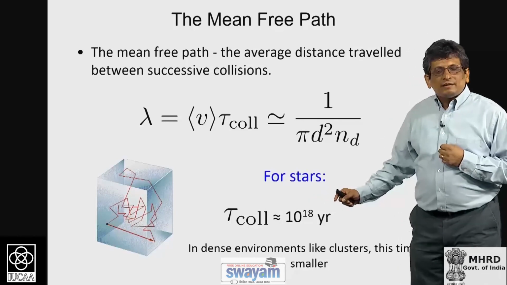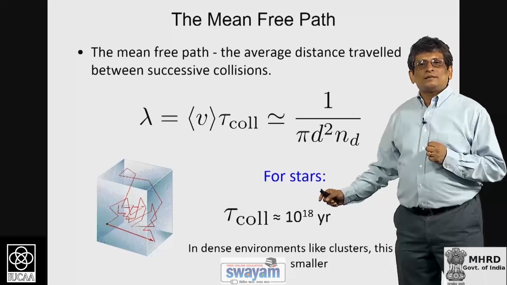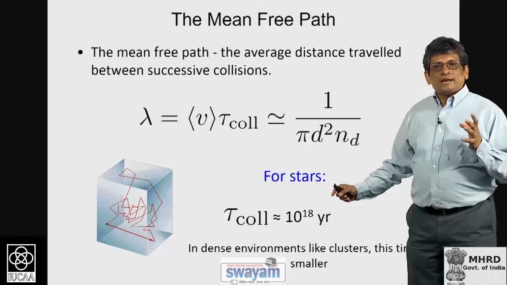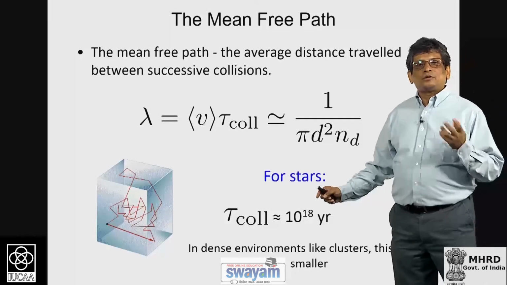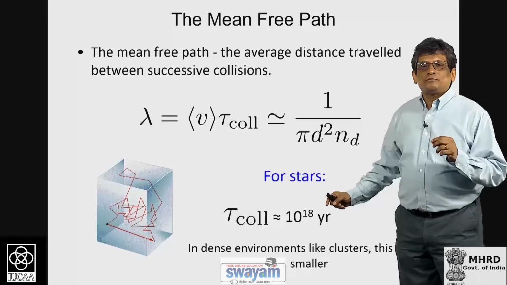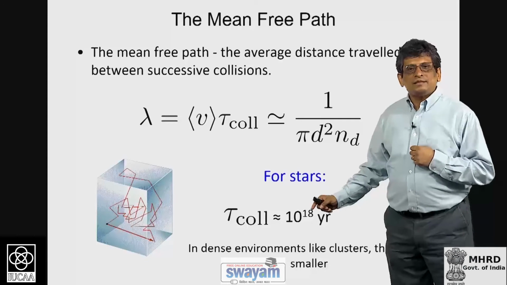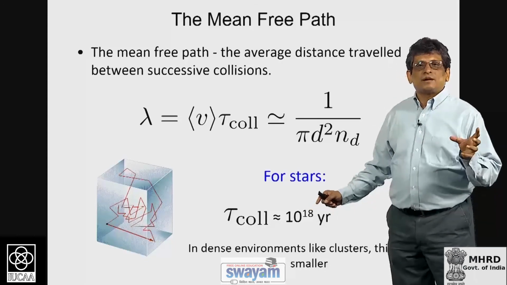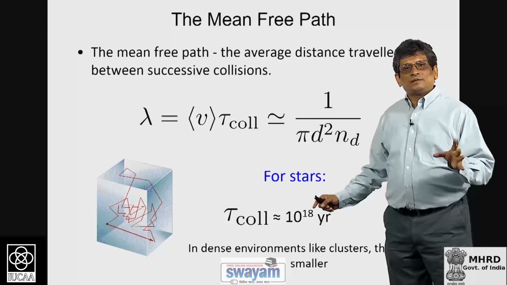Does that mean that stars don't collide? That is not true, because in any galaxy there are 10 to the power 12 stars. So even if the probability of collision for each star is 1 in 10 to the 18, you will always find some stars that might collide with other stars.